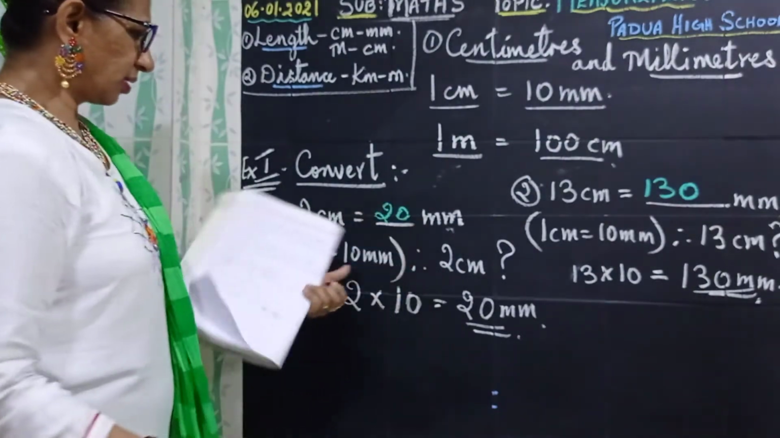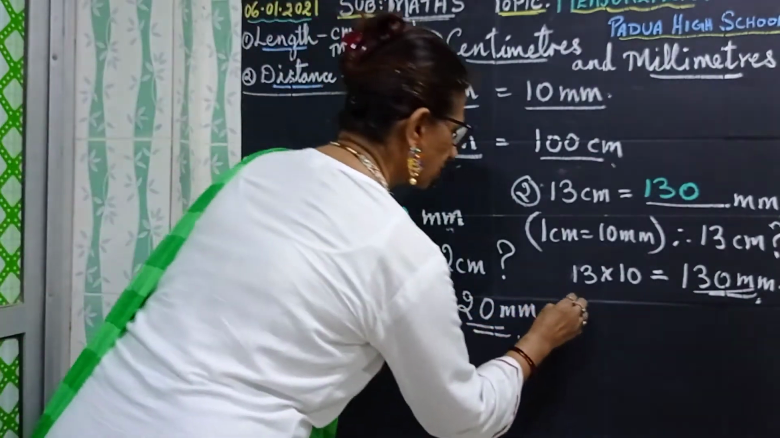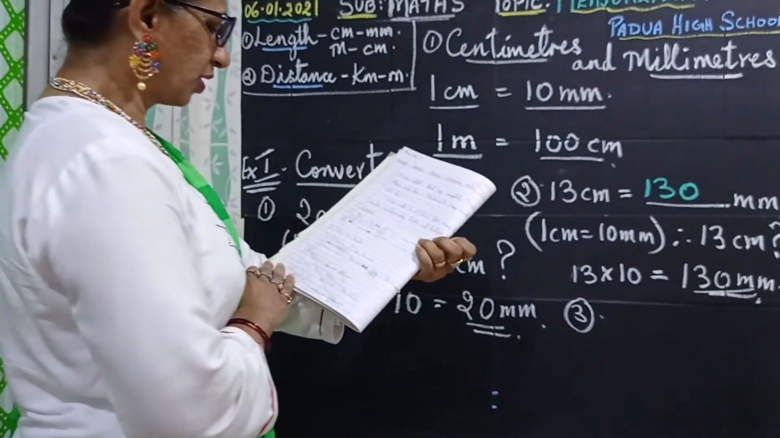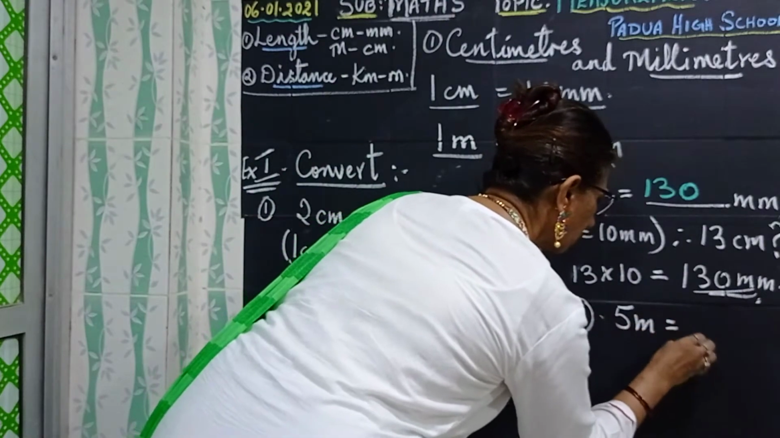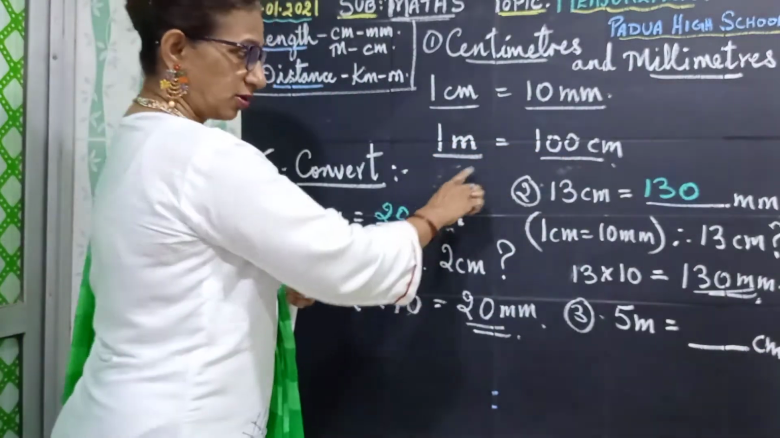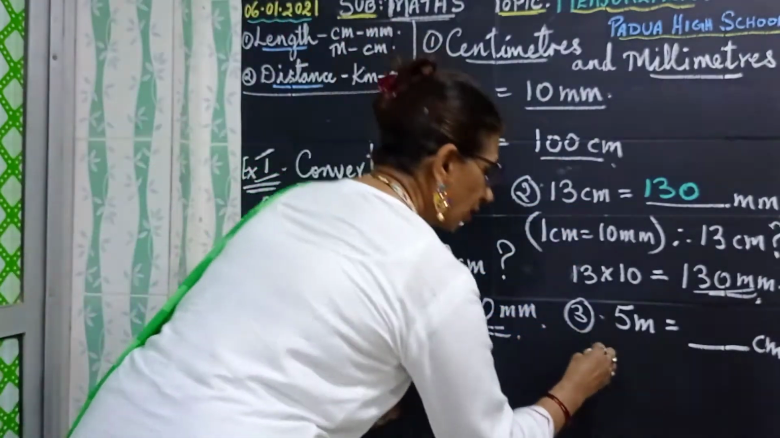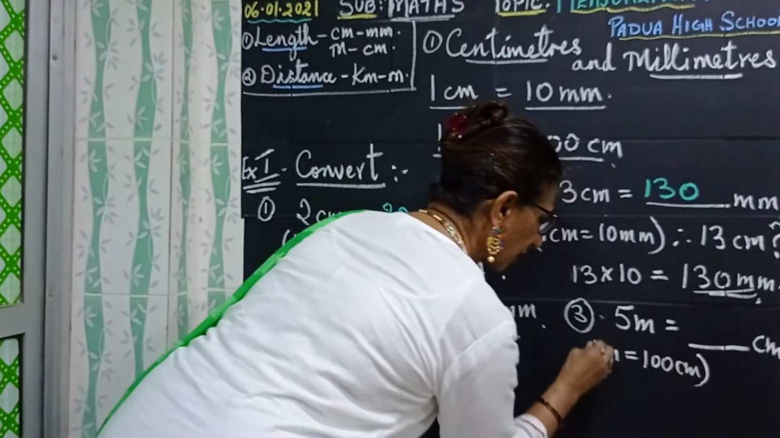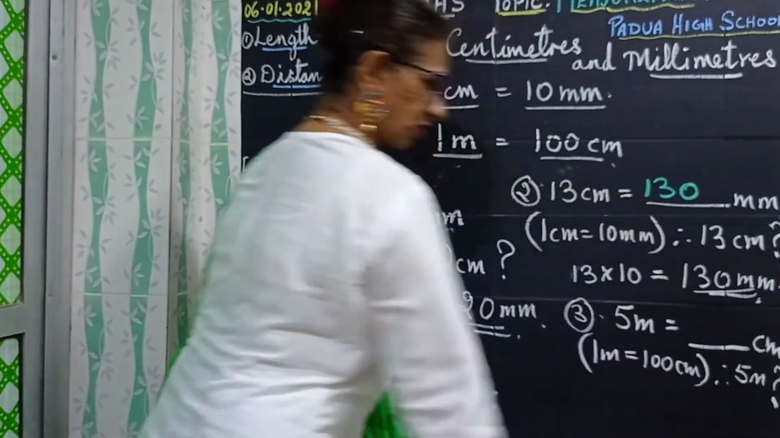Okay, now let us take the third sum, children. Third sum I'll write over here. Suppose I have 5 meters, let us say meters and centimeters is equal to dash centimeters. Now we are looking at meters and centimeters. See, 1 meter is equal to 100 centimeters. So I will write this, 1 meter is equal to 100 centimeters. Therefore 5 meters is how much?